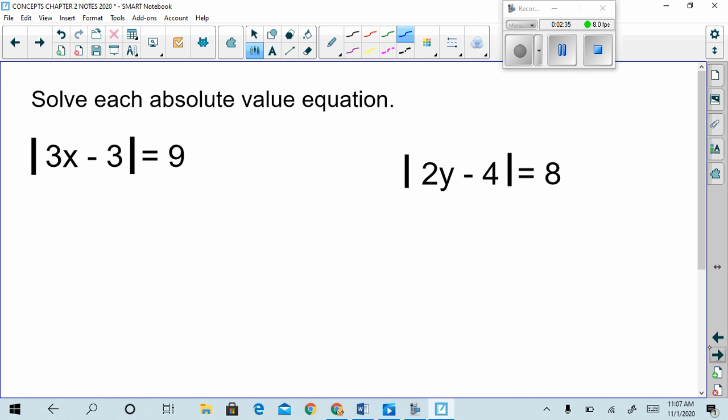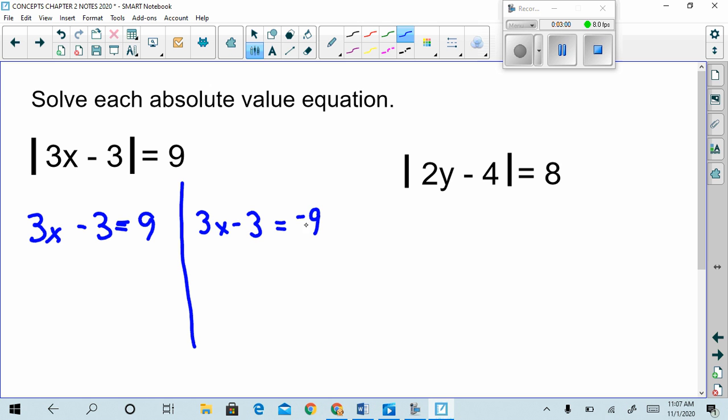Let's see what happens if there is one or more operation inside of the symbol. In this case, it's a two-step. We're going to solve twice. We're going to take 3x minus 3 equals 9 and solve that. And then we're going to get 3x minus 3 equals -9. Because remember, what fits in this symbol could either be a 9 or it could be -9.